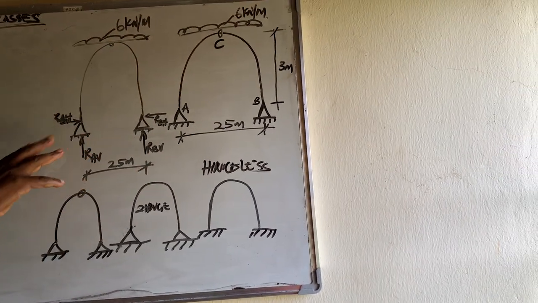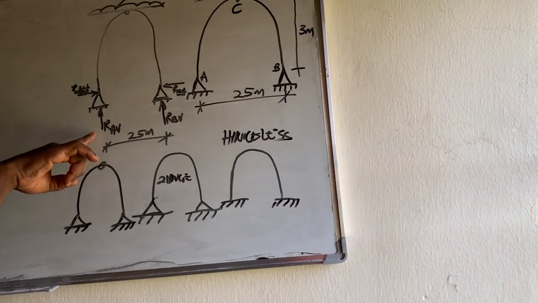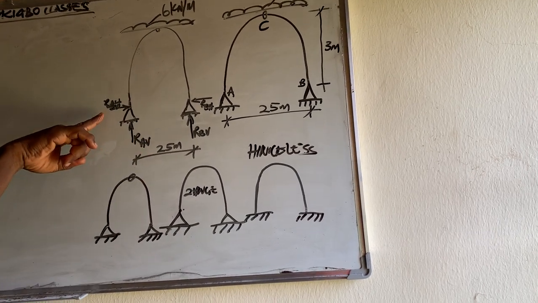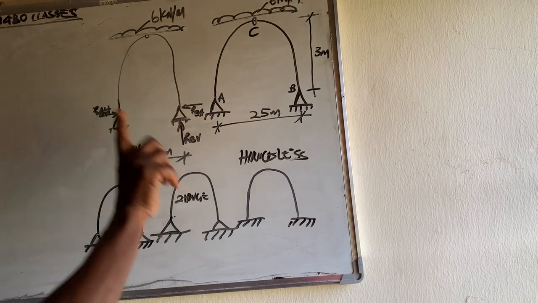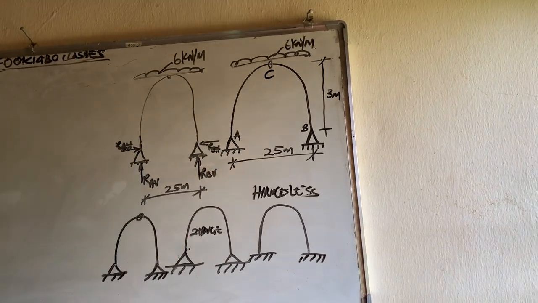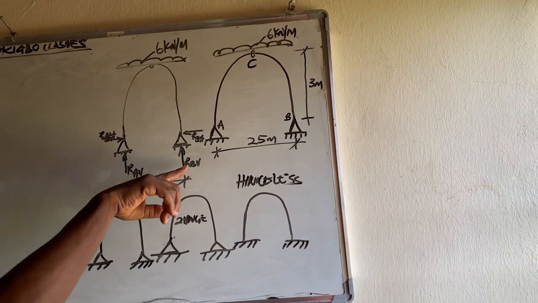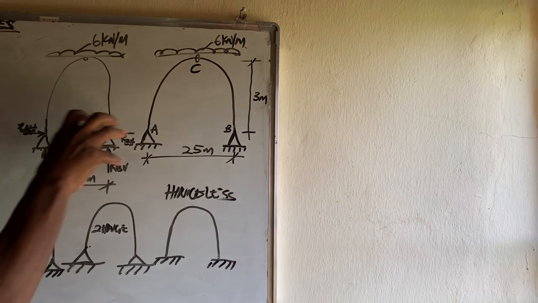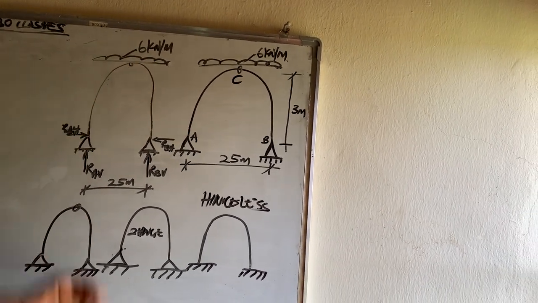When we get the reactions, look at the reactions displayed here. At point A, we have RA vertical and RA horizontal. There's a horizontal reaction because of the hinge. Hinge support has two reactions. Then at support B, there is reaction B vertical and reaction B horizontal, just like hinge supports. And this is the hinge that made it three hinge.